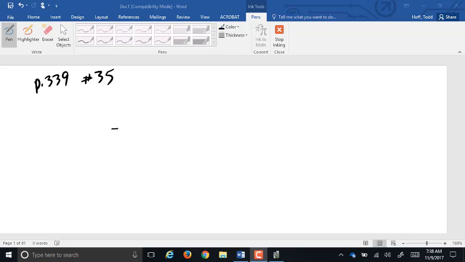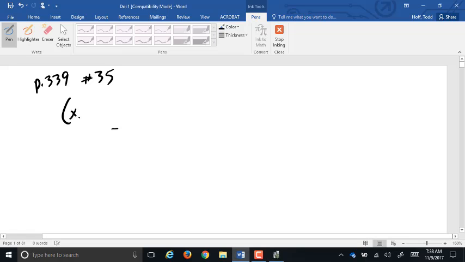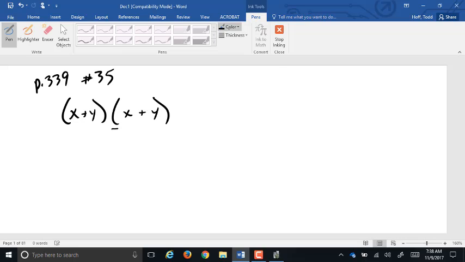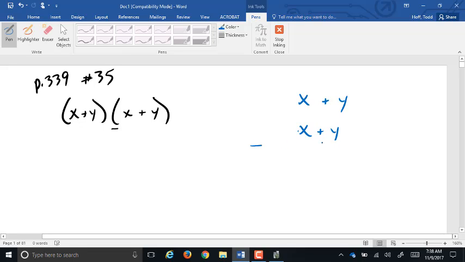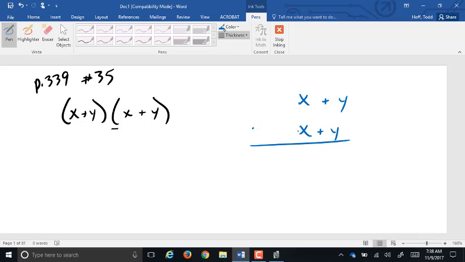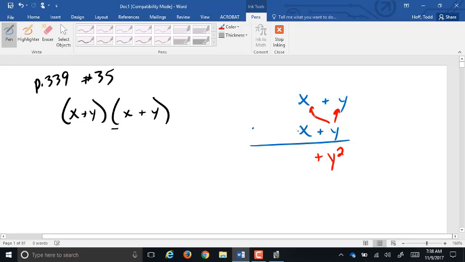So number 35, we've got x plus y times x plus y. When you multiply that, remember the long way to multiply that out would be like this. So we've got to do y times y is y squared, that's positive. Y times x is xy. Now we've done everything with that digit.